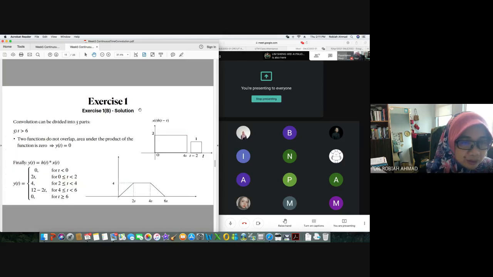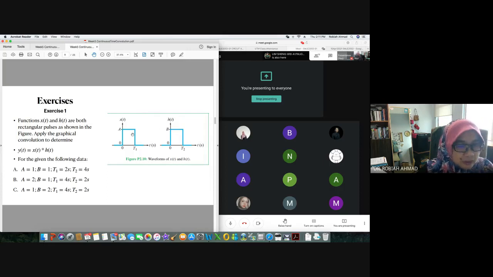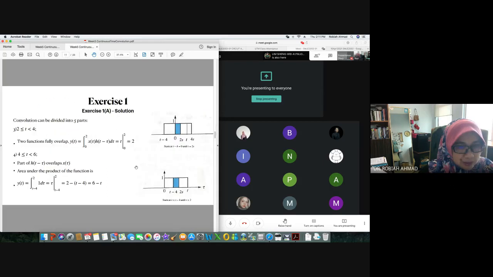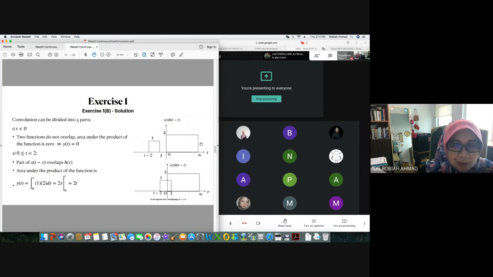Kalau kita tengok balik semula the question, mana question saya ni? Oops. Okay, this one. So the amplitude is 2 and T is 4, and then another one is amplitude 1 but the T is 2 seconds. So this is for 1B. So we're going to do the convolution, meaning that the h(t minus tau) will go through the process of moving from left to right.